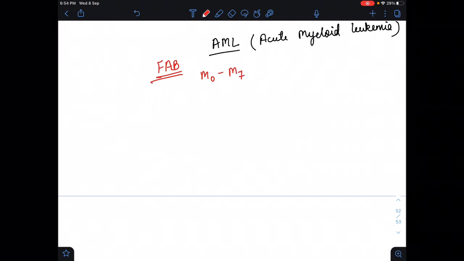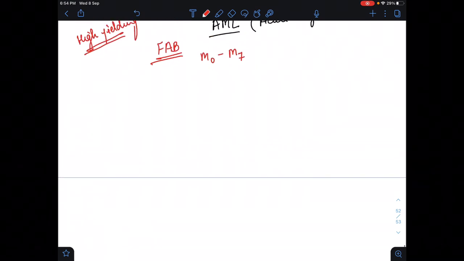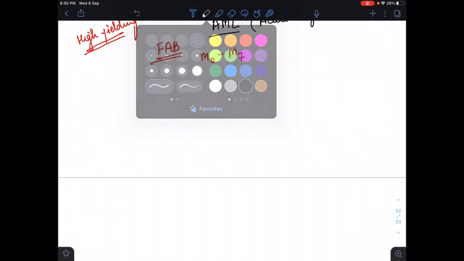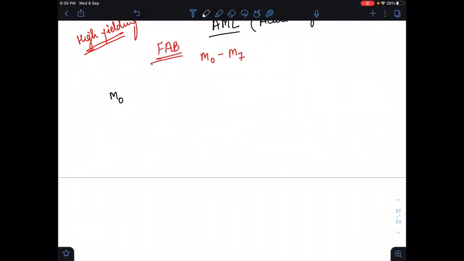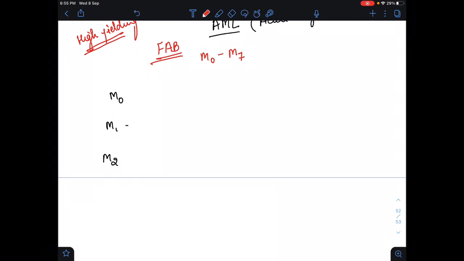Please remember it, it is a very high-yield table, because so many questions are picked from this table about M0 to M7, that is the AML classification. I am telling you the most important questions about each particular stage. So here is M0, M1, M2. Till now no question has been asked from M0 or M1, and from M2 three questions were asked in previous years, and the first question that was asked is that M2 is the most common.